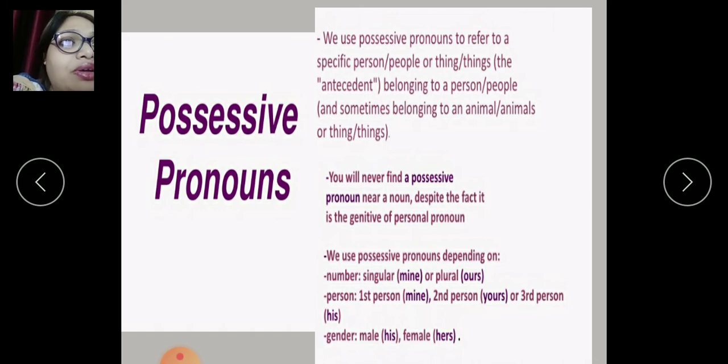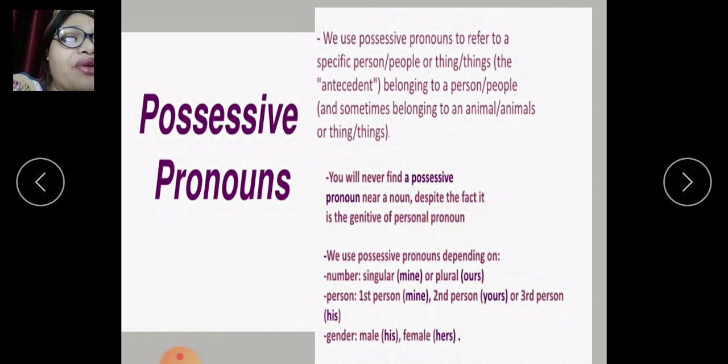Possessive pronoun. So now we are going to learn about possessive pronouns. We use possessive pronouns to refer to specific person, people, or things belonging to a person, people, and sometimes belonging to animal or animals. So you will never find a possessive pronoun near a noun, despite the fact it is the genitive of the personal pronoun.